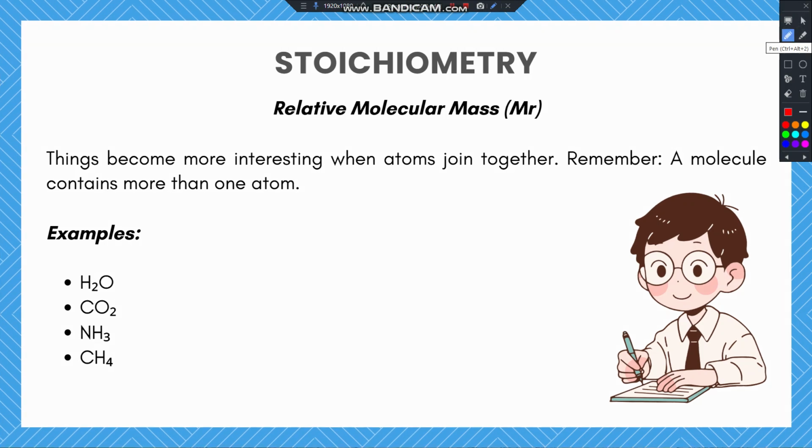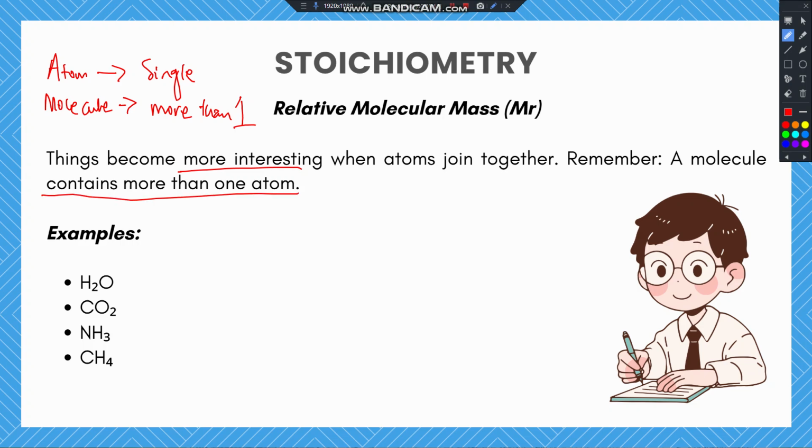So now that we have talked about the atomic mass, let's move on to the other concept, which is the relative molecular mass. Well, you know that an atom is a single unit, while a molecule is produced when more than one atom joins together. So when more than one atom comes together to form a molecule, things become more interesting. Remember, a molecule contains more than one atom. For instance, we have H₂O. This stands for water, and it's a molecule because it contains more than one atom.